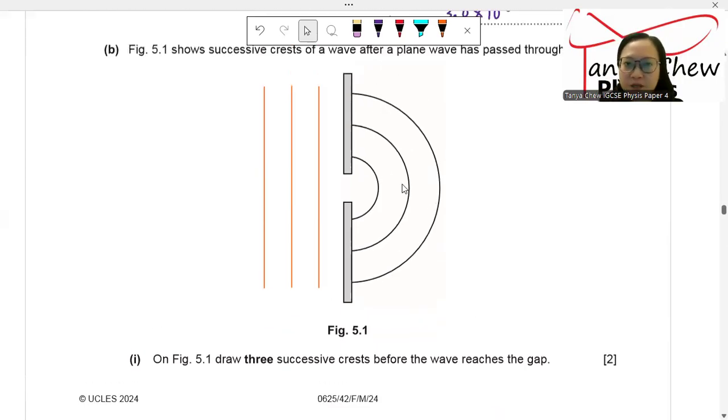2 marks are given because when we talk about diffraction, the wavelength is unchanged. So you have to make sure that the gap between this, which is called wavelength, is similar to this gap that you're supposed to draw. And you have to draw plane wave, vertical wave. So you draw 3 vertical waves directed towards the gap.